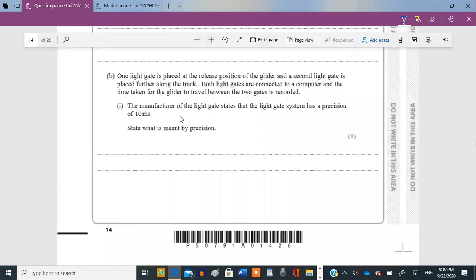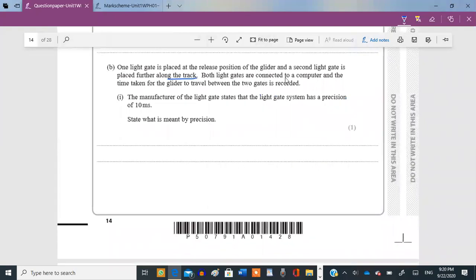One light gate is placed at the release position of the glider and the second one is placed further along the track. Both are connected to a computer and the time taken for the glider to travel between the two gates is recorded. The manufacturer states that the light gate system has a precision of 10 meters per second. What is meant by precision? Precision actually means the least count. It means the smallest value of time that could be measured by the light gates.